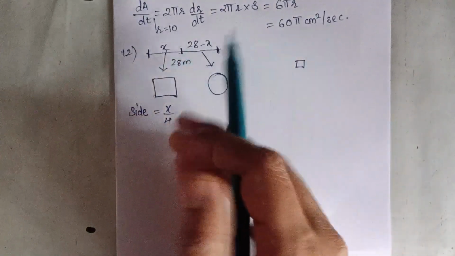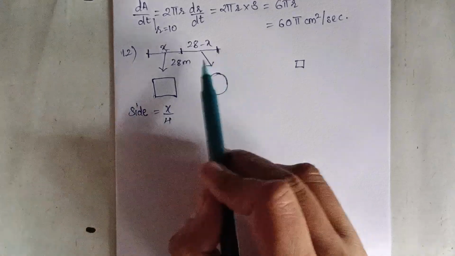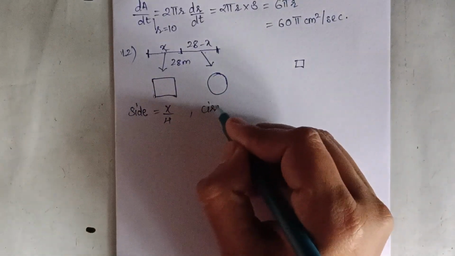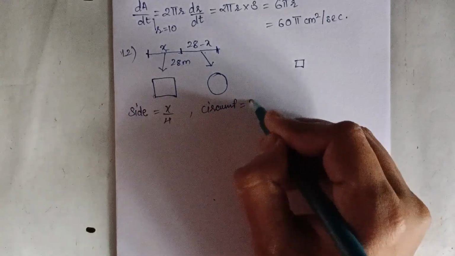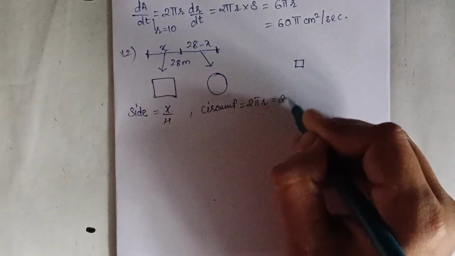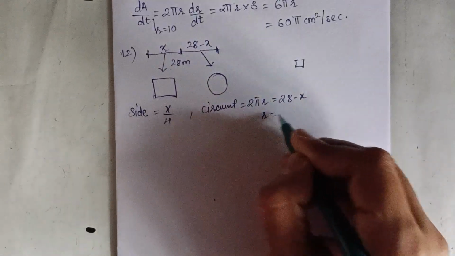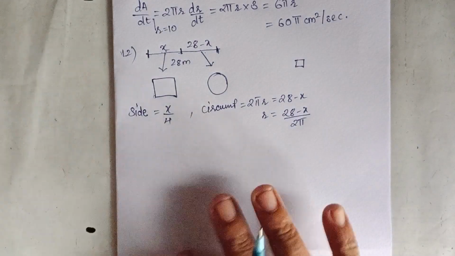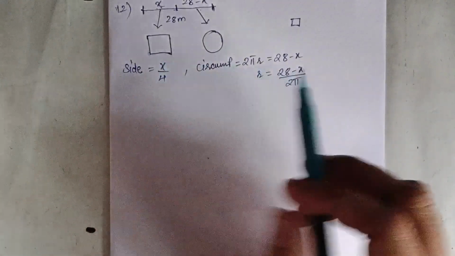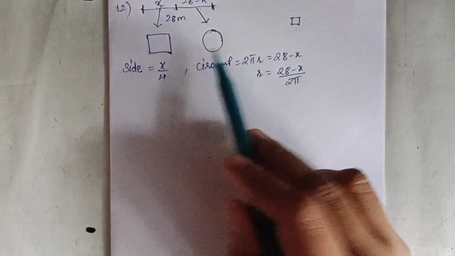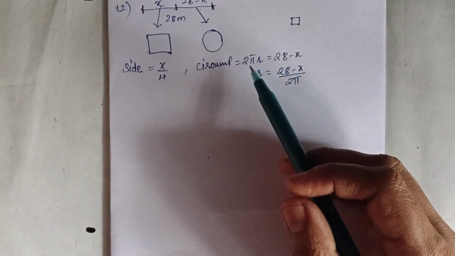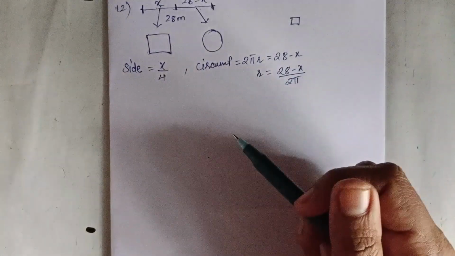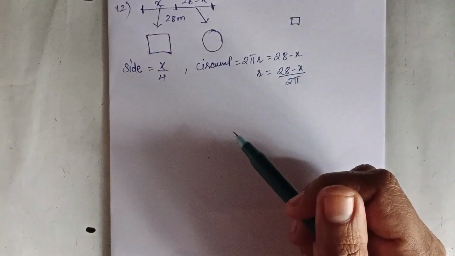Here the length we are taking and making it into a circle. Means we have a length of a circle, that is circumference. So circumference is 2 pi r, which is equal to 28 minus x. So from this the radius is 28 minus x upon 2 pi. Now we have the side of the square and also radius of the circle. We have to find what should be the length of the two pieces so that the combined area of the square and the circle is minimum. So combined area.